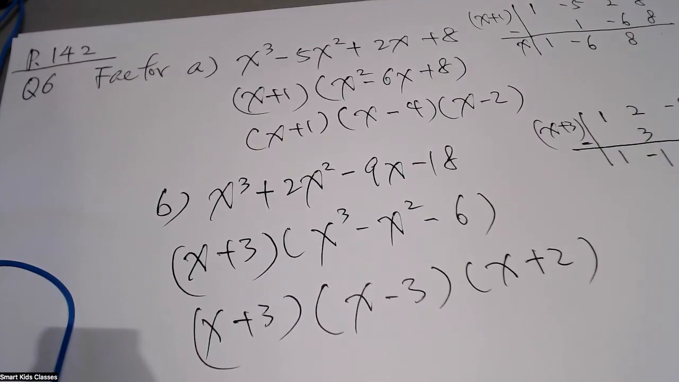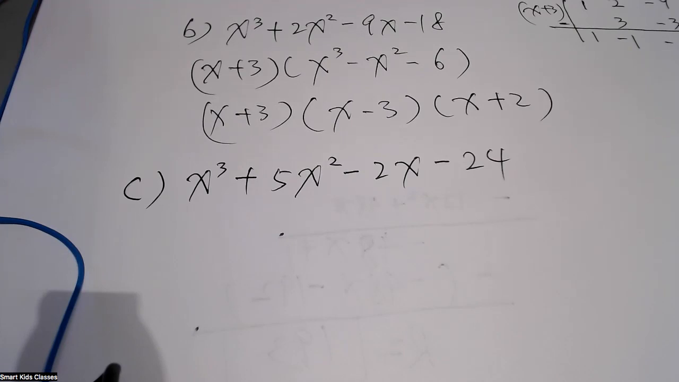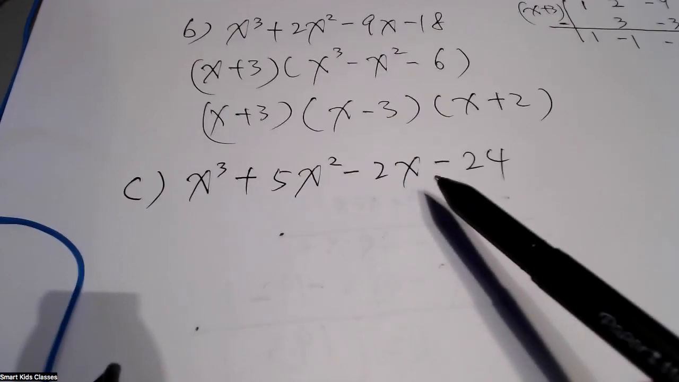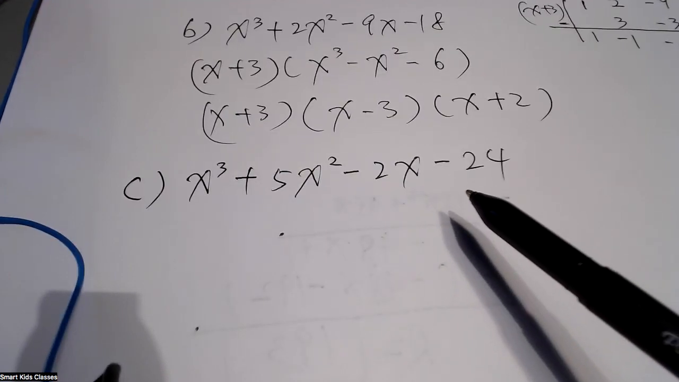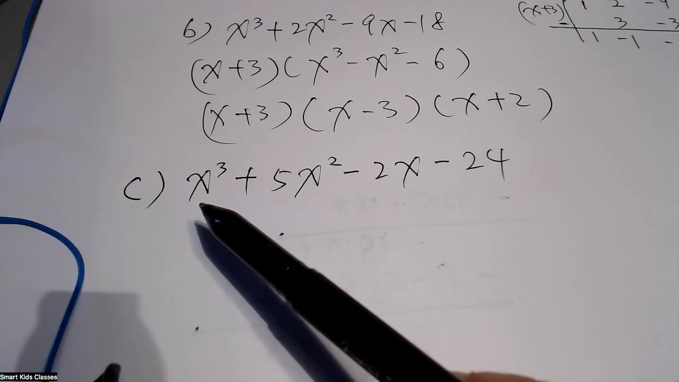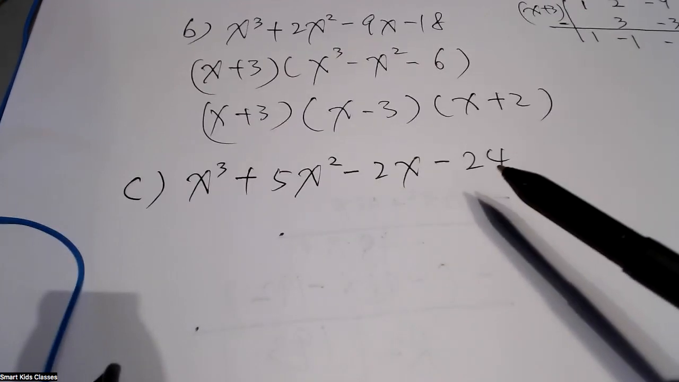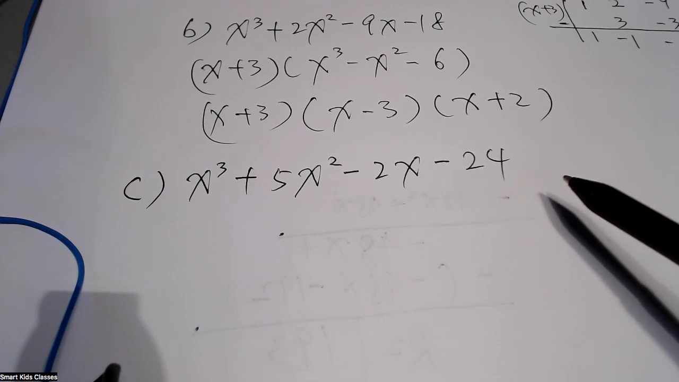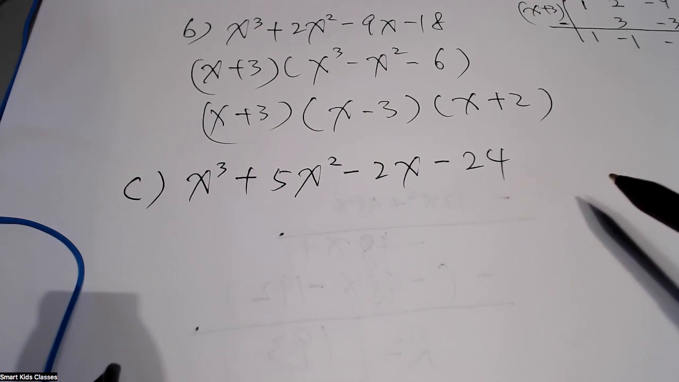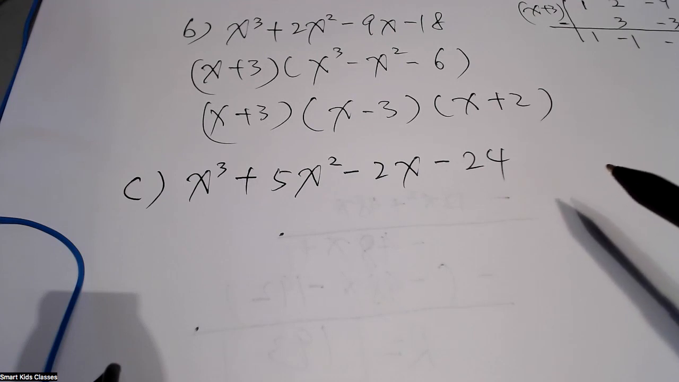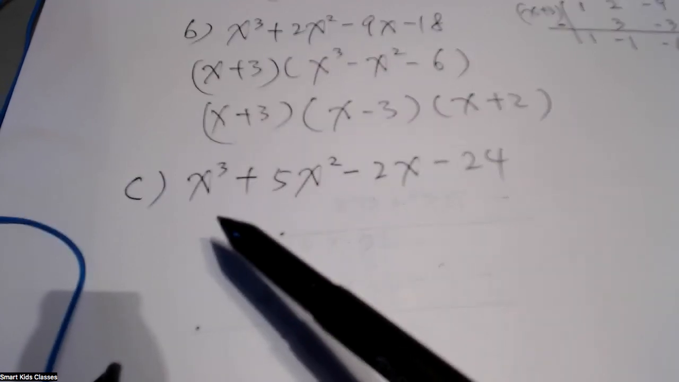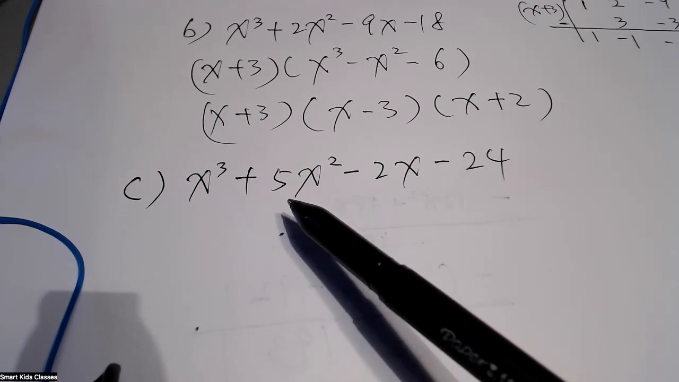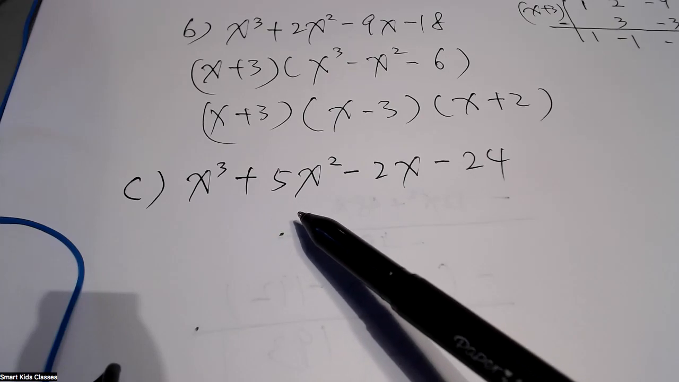We are going to do C. So for C, we have x exponent 3 at 5, x exponent 2 minus 2x minus 24. For A, the factors are positive and negative 1, and for B, we have positive and negative 1, 2, 3, 4, 6, 12, and 24. So we're going to try a smaller number. Let's try 1. So 1 does not work. 1 plus 5 is only 6. Yeah, it does not work.